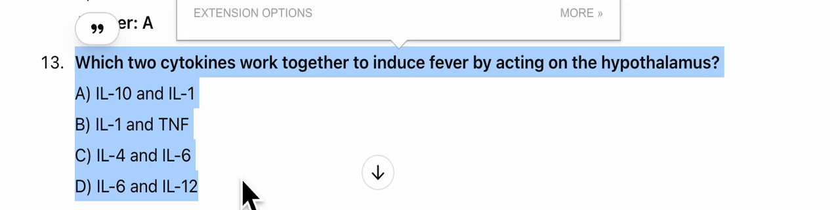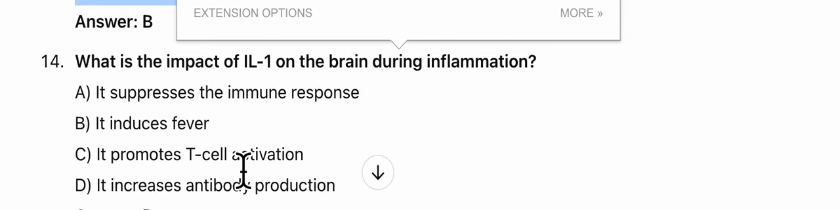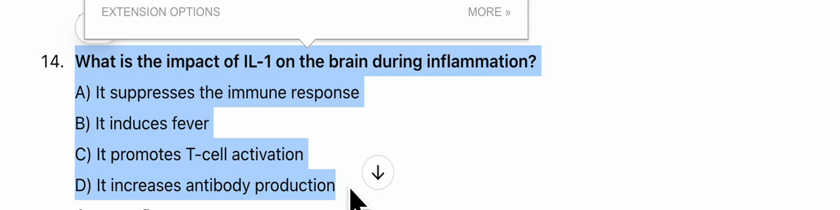Which two cytokines work together to induce fever by acting on the hypothalamus? A. IL-10 and IL-1. B. IL-1 and TNF.